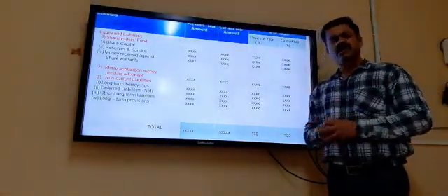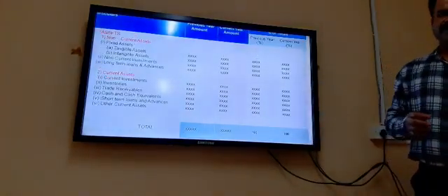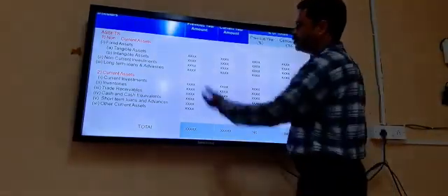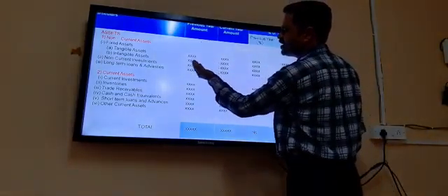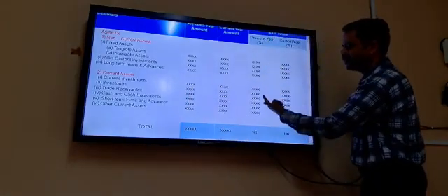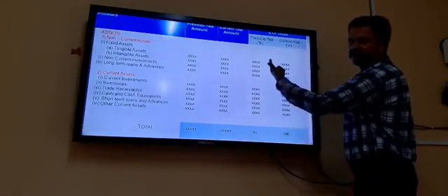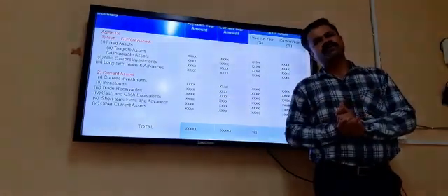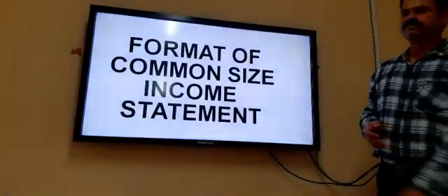Okay. So after this, let us check out the asset side. Same thing you have to do. You have to divide each and every asset by the total of assets and multiply by 100, and that will keep giving you the percentage of totals. Okay, so this was the common size balance sheet.